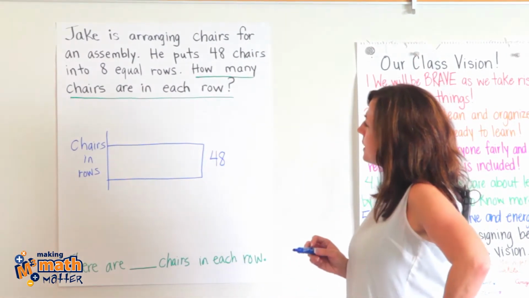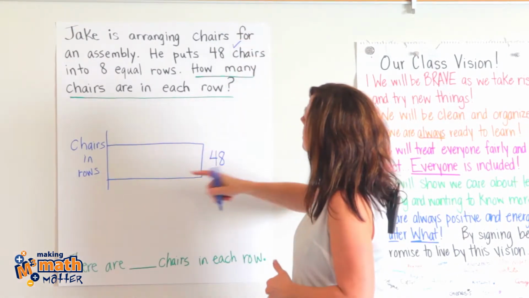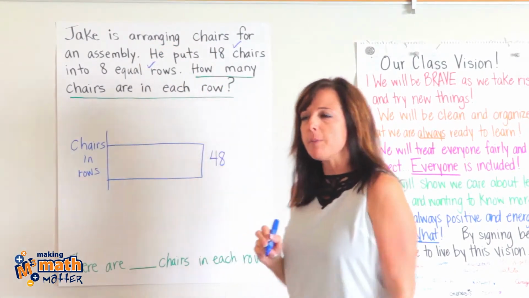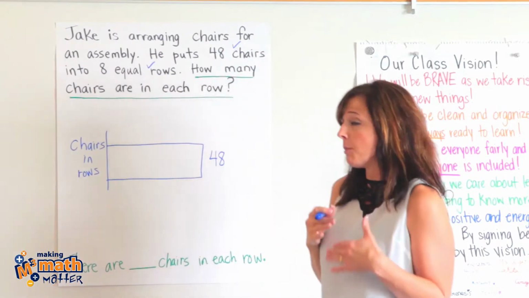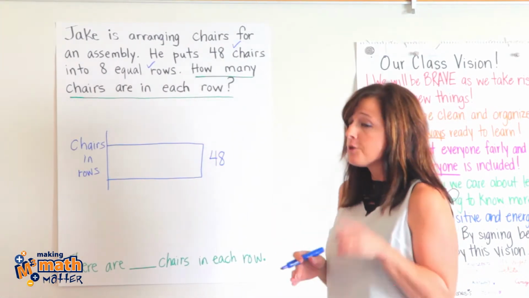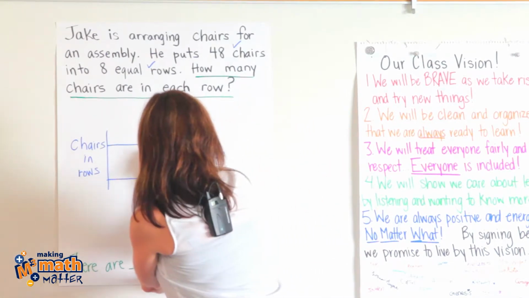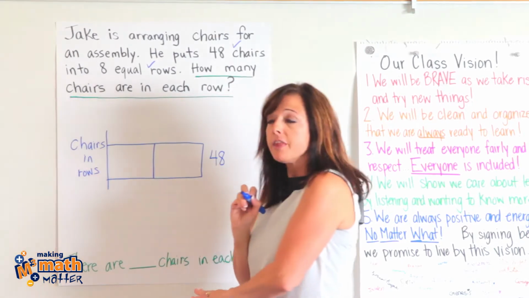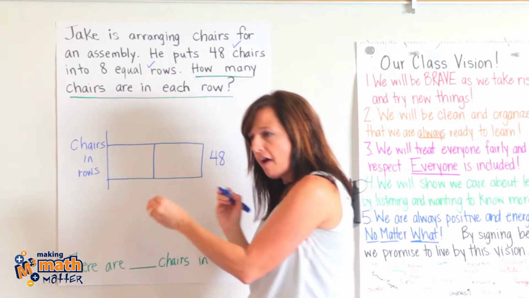So, do we know how many rows he's putting them in? We know there's 48 chairs. Ah, we do. 8 equal rows. So guess what I'm going to do? I'm going to break this bar into 8 pieces, and I'm going to use what I know about fractions to help me. So watch this. First, I'm going to split this bar in half as best I can. Then I'm going to split each of the halves into halves.